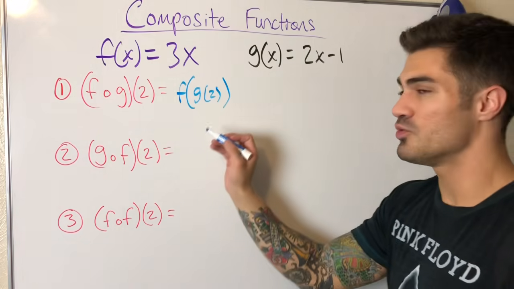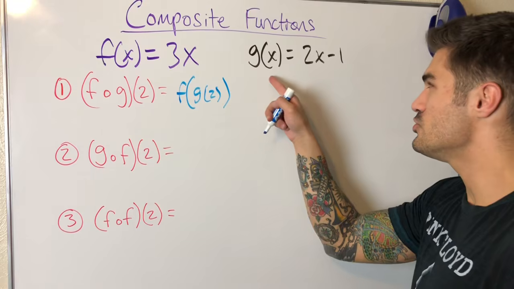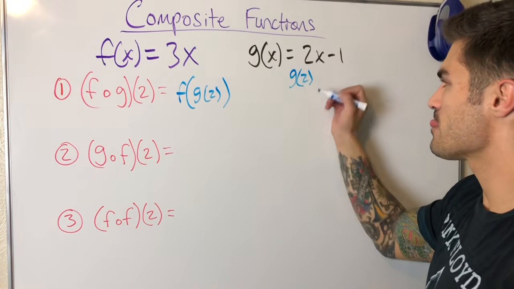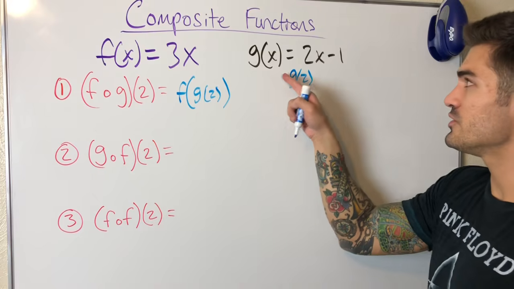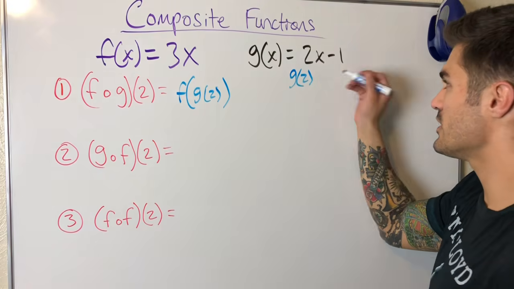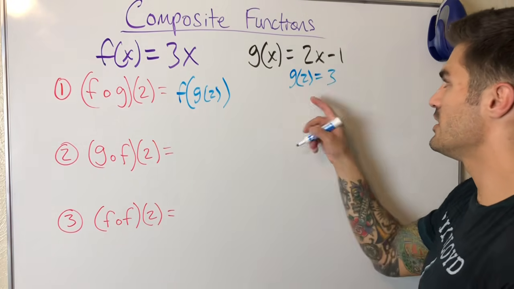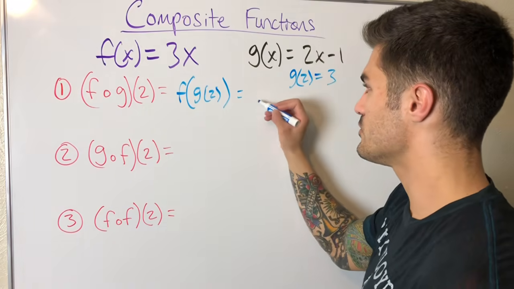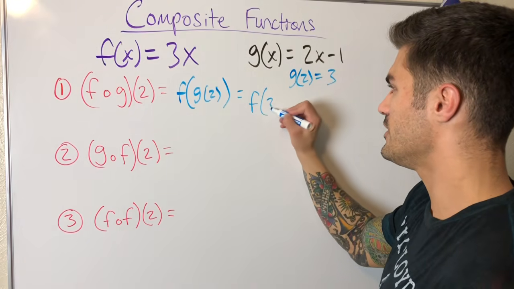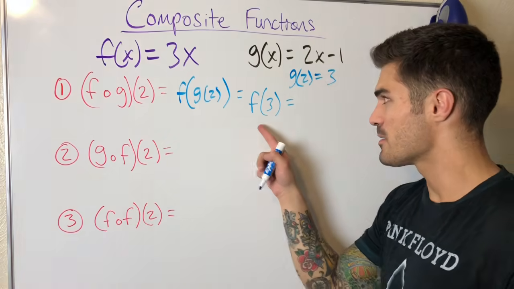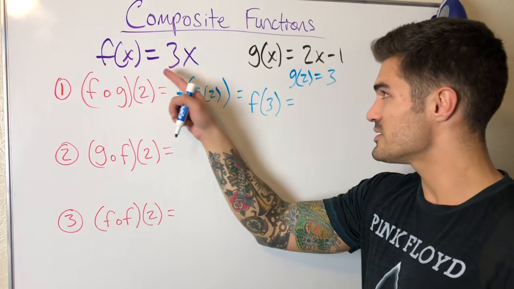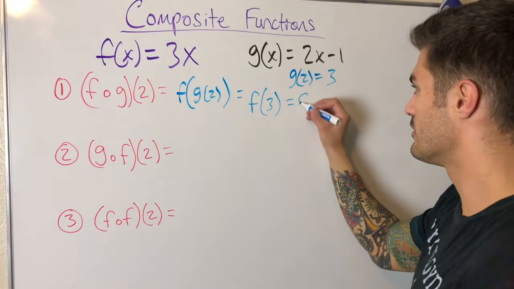So what is g of 2? Well, that's just whatever I get when I plug 2 into g. So what do I get? 2 times 2 is 4 minus 1, that's 3. If g of 2 equals 3, I can replace g of 2 with 3. So this equals what? F of 3. Now this is easy. This is what I get when I plug 3 into f. So what is that? 3 times 3, that's 9.